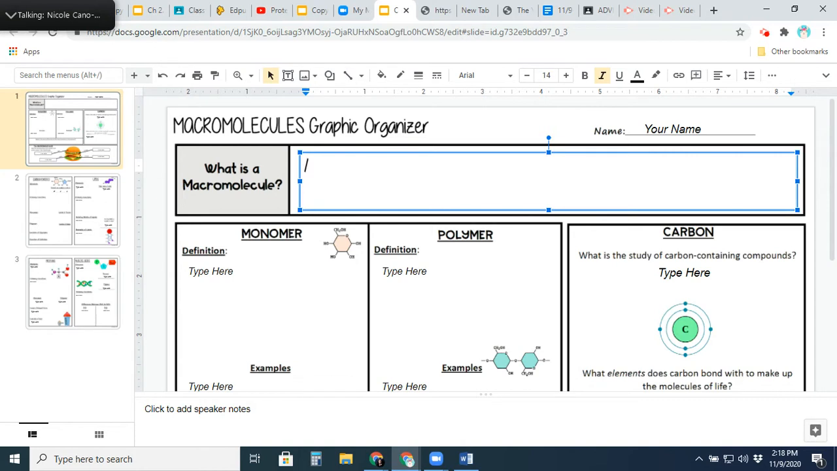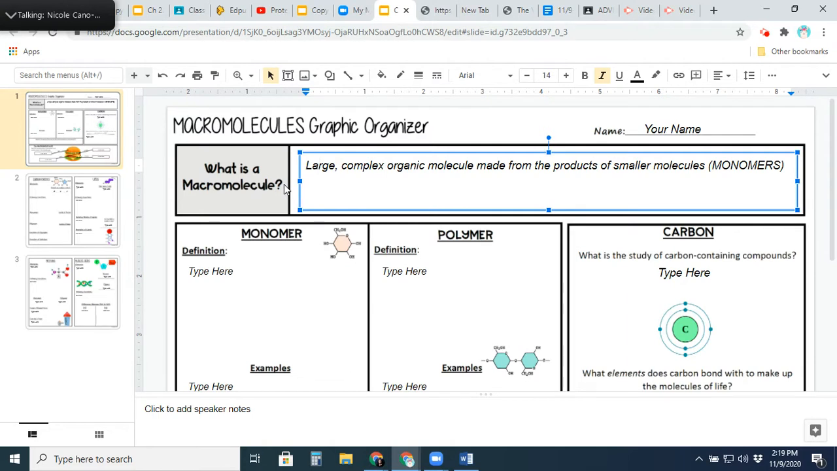All right, so what is a macromolecule? A macromolecule is a large, complex, organic molecule made from the products of smaller molecules. And those smaller molecules are the monomers. Ooh, spelled complex wrong. All right, so ladies and gentlemen, what do we mean by this?